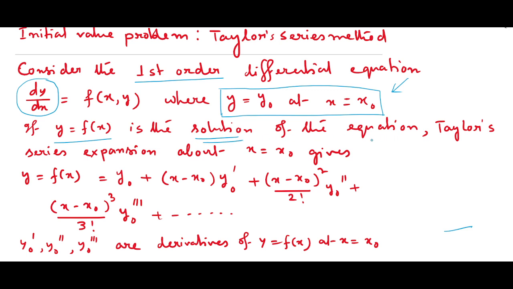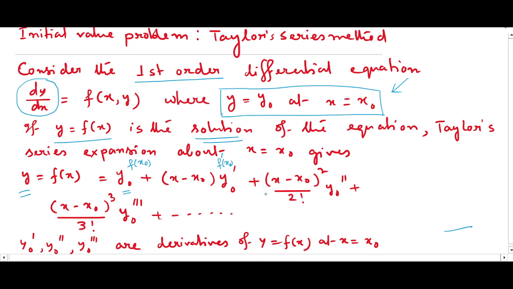Now, what is Taylor series? We all know the expression for Taylor series. So it is y equals to y naught, which can also be written as f of x naught, right? You know the formula from your earlier classes: y equals to f of x naught plus x minus x naught into y naught dash. Y naught dash means f dash of x naught, the first order derivative. Then plus x minus x naught whole square by 2 factorial y naught double dash plus x minus x naught whole cube divided by 3 factorial y naught triple dash plus dot dot dot.